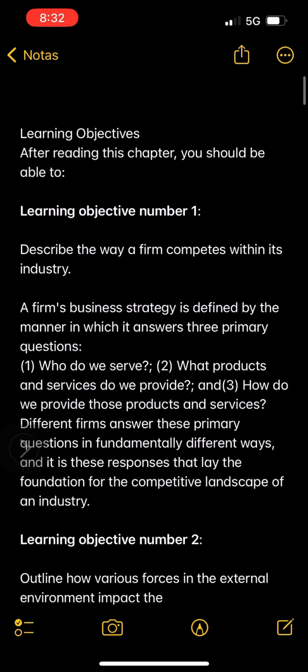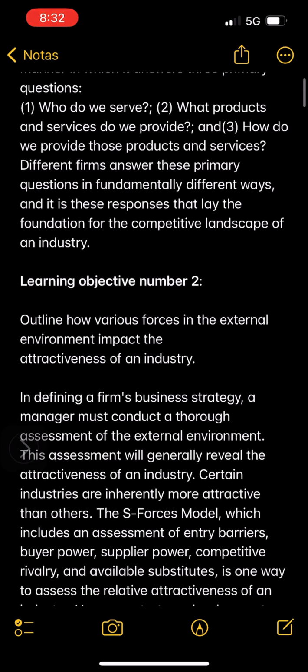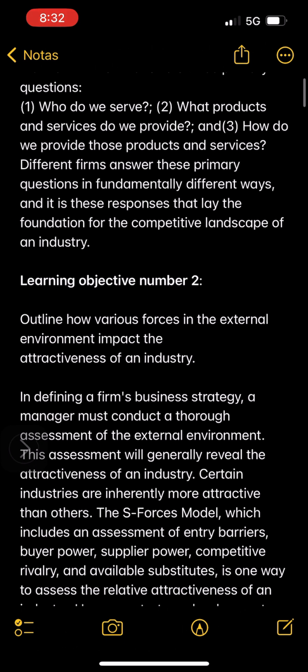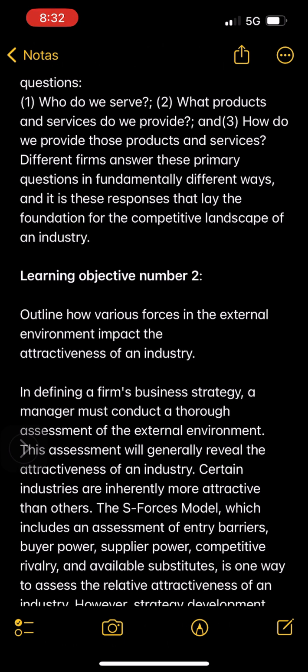A firm's business strategy is defined by the manner in which it answers 3 primary questions. 1. Who do we serve? 2. What products and services do we provide? And 3. How do we provide those products and services? Different firms answer these primary questions in fundamentally different ways, and it is these responses that lay the foundation for the competitive landscape of an industry.